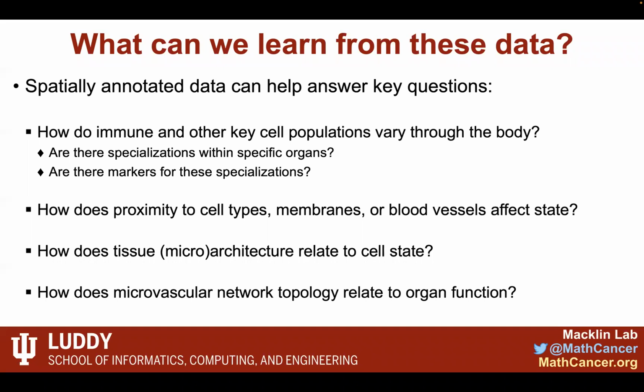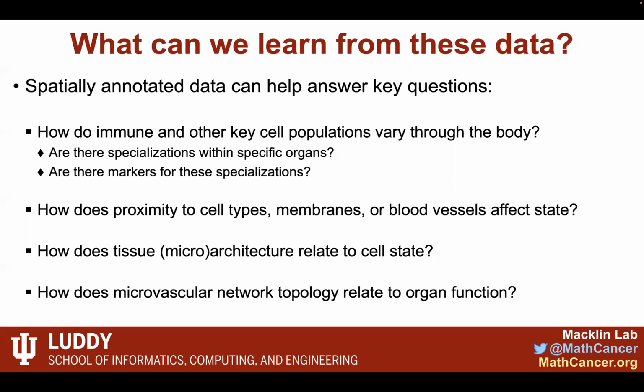There are broad epithelial cells, but they're very specialized by different organs. How do they differ? How are they the same? What's unique? In particular, take, say, macrophages. Are there specializations within specific organs? I mean, is there such a thing as a kidney-specific macrophage, or are they a little bit more generic? Are there key markers for these specializations?